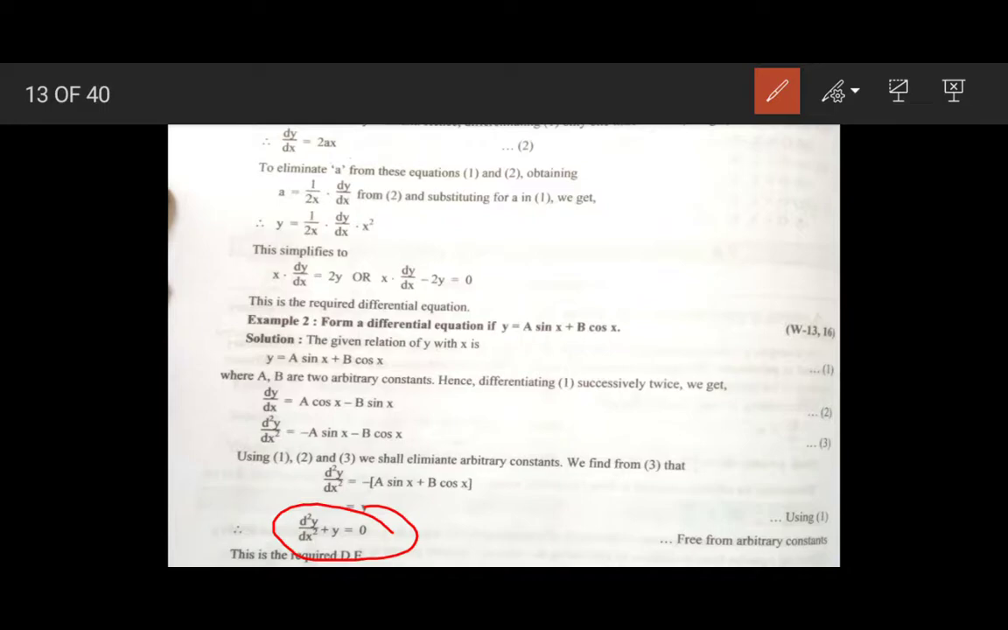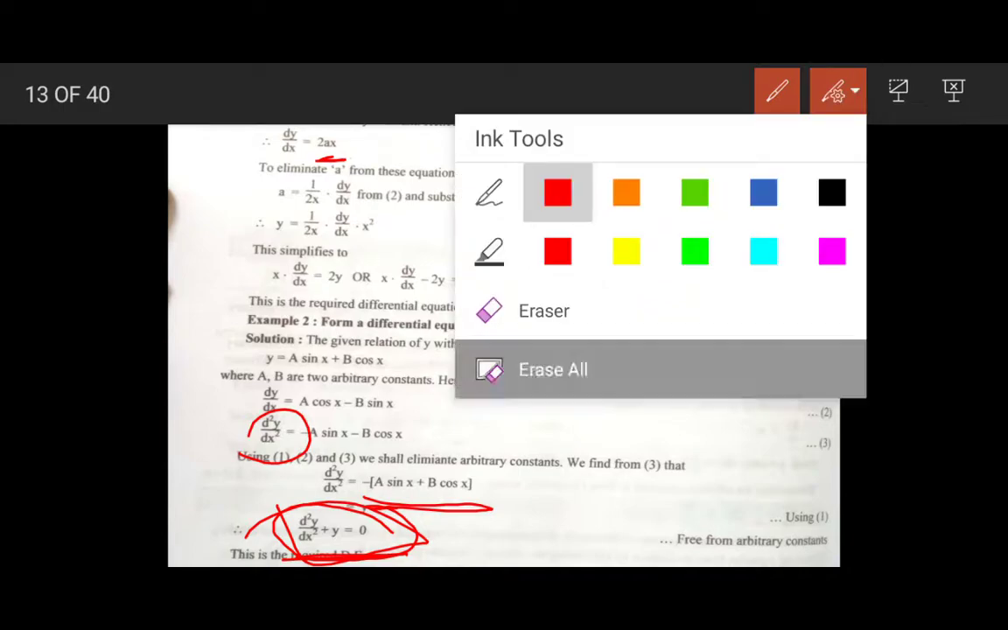Okay, so now steps are clear. Here there is only one arbitrary constant. In the second equation we have two arbitrary constants, and that's why we differentiated the second equation twice. Then we substituted this a sin x plus b cos x as y, and we get the differential equation. And as you can see in the final differential equation, there is no arbitrary constant. So this is the final differential equation.